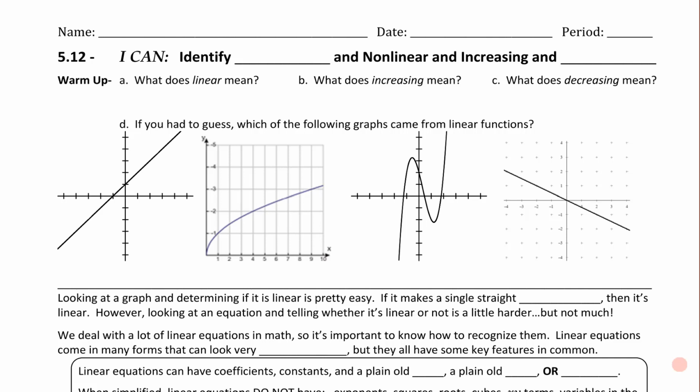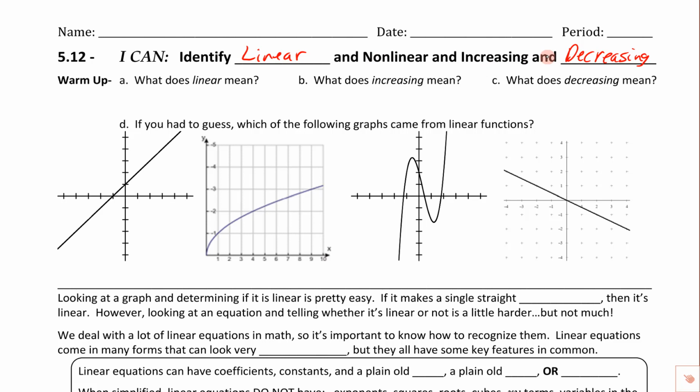We are now prepared to investigate functions and equations a little bit further, so we're going to add a couple vocabulary words today. In 512, the I can statement is I can identify linear, which we've talked about before, linear and nonlinear, and increasing, and you can probably guess what the other word would be here, decreasing. Okay, so we're going to be talking about linear and nonlinear, increasing and decreasing. As you can kind of tell from the vocabulary, these are kind of opposites of each other.